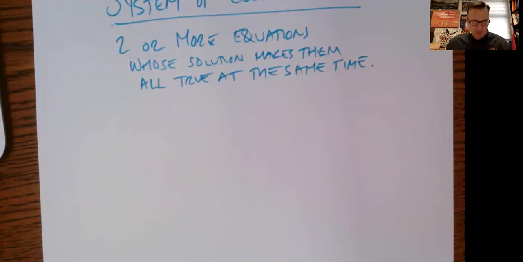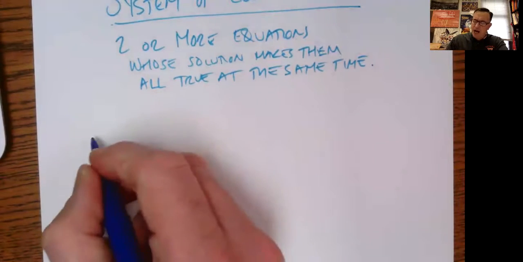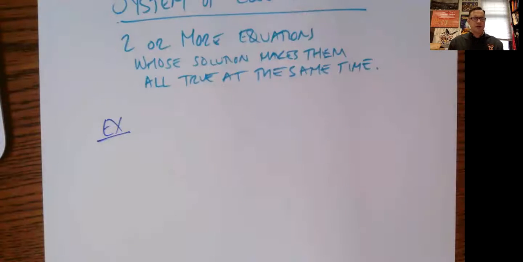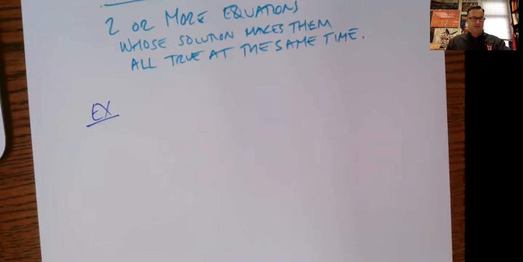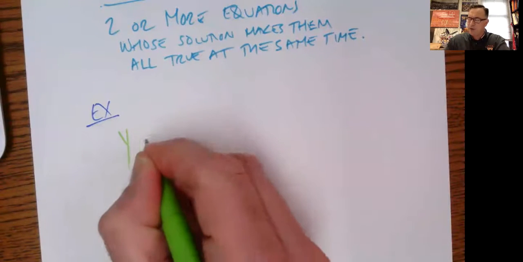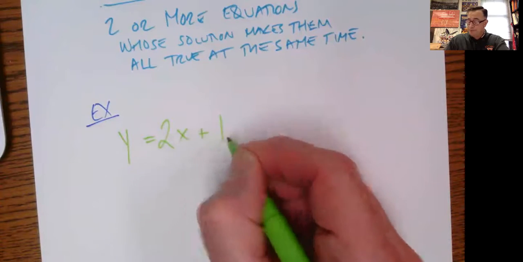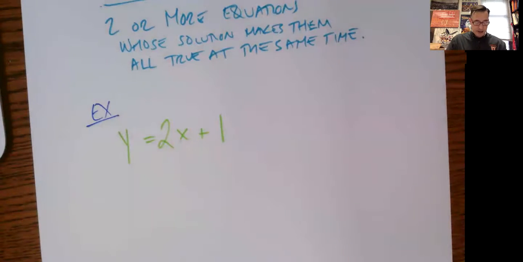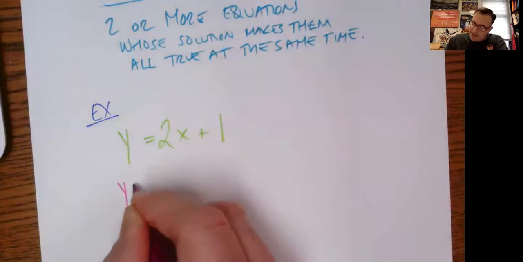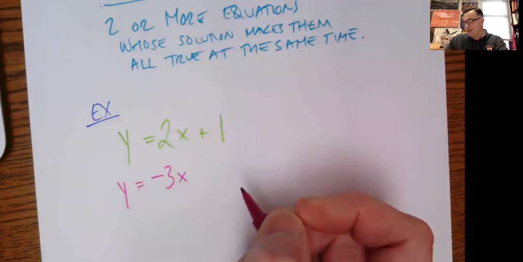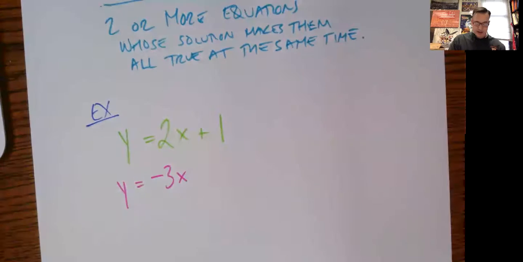Now, when I do this, I want to sort of show you how this is going to work. So here is our example for our system of equations. And I'm going to do 2 different colors of equations here for you to look at. So one of them is going to be y is equal to 2x plus 1. And then the other one, in this color, y is equal to negative 3x.